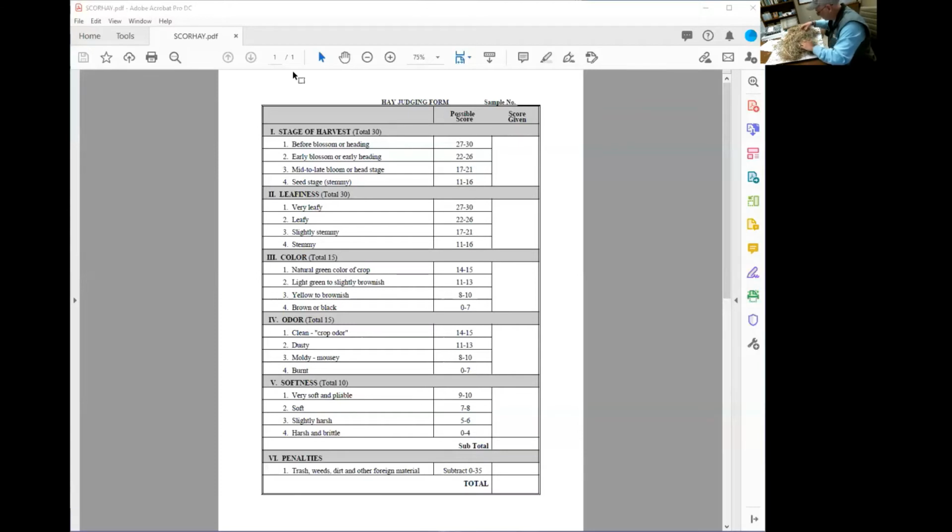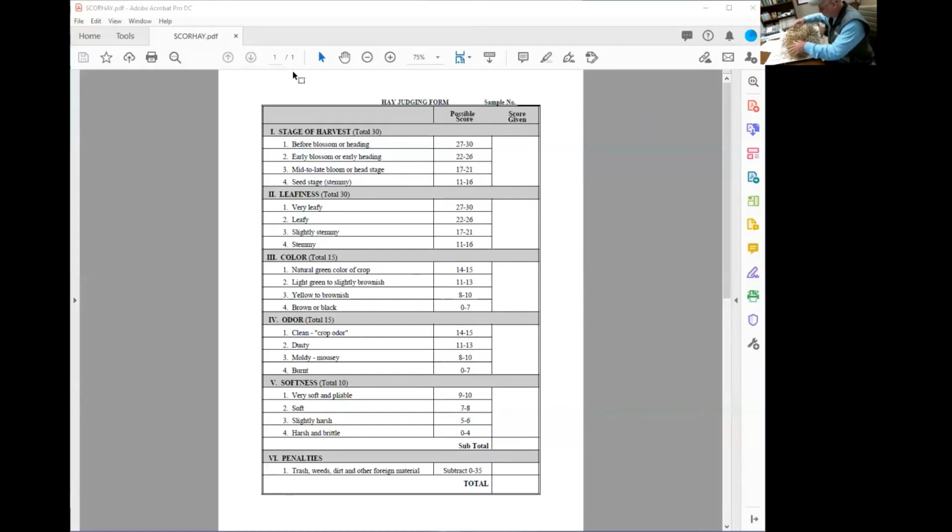So I'm going to dig through a sample, start to look for stems, look for seed heads, and see how much stem I have with them. In the case of this one, I can see these stems and everything that I have. I would probably score this one in that early blossom, early heading stage. I'd call it probably on the lower side of that, 22, 23, something like that.